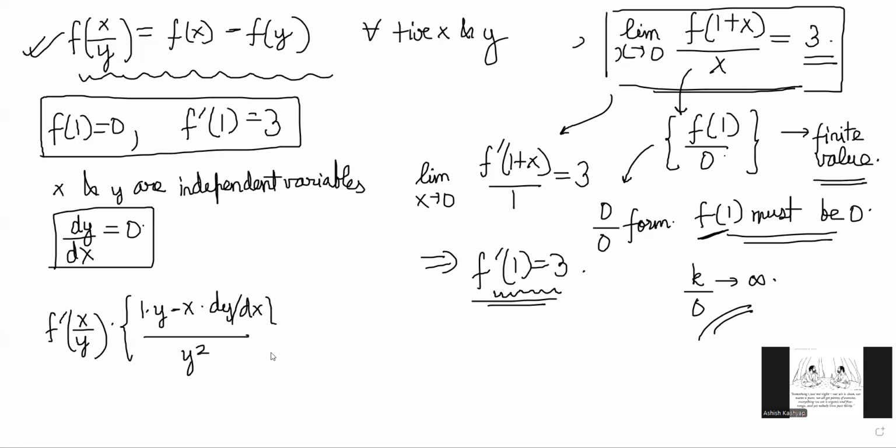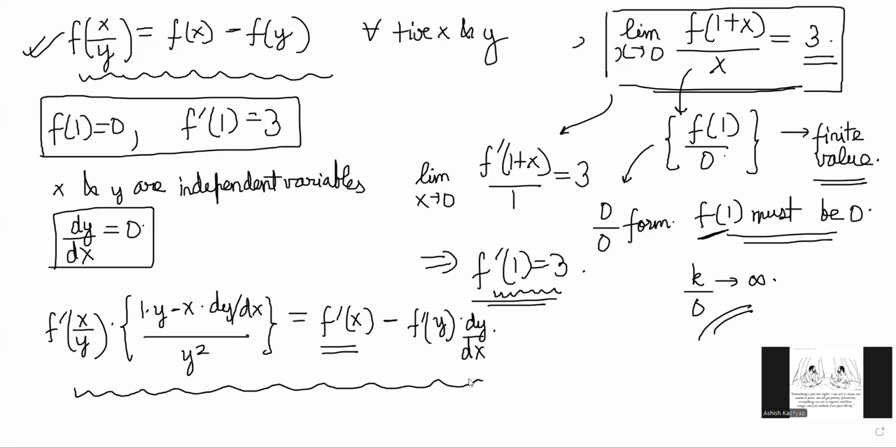is equal to f dash x minus f dash y, and by chain rule dy by dx, right? f dash x, we don't put dx, dy by dx because that will be 1. The derivative of x with respect to dx will be 1 only. So this is the expression upon a simple differentiation. But now we realize that dy by dx should be 0 because x and y are two unknown and independent variables. So putting dy by dx equal to 0 here, we get this relation.